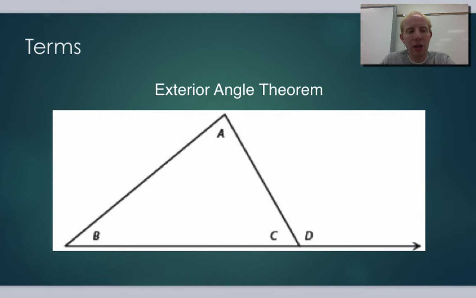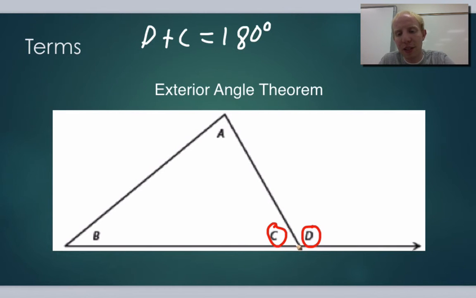Now there's two parts of the exterior angle theorem. The first part says that D and C are a linear pair, they share that line, so we know that D plus C better give us 180. That's pretty easy to see, right? Because they're a linear pair, that means they're supplementary. So the first part says that D and C equals 180.